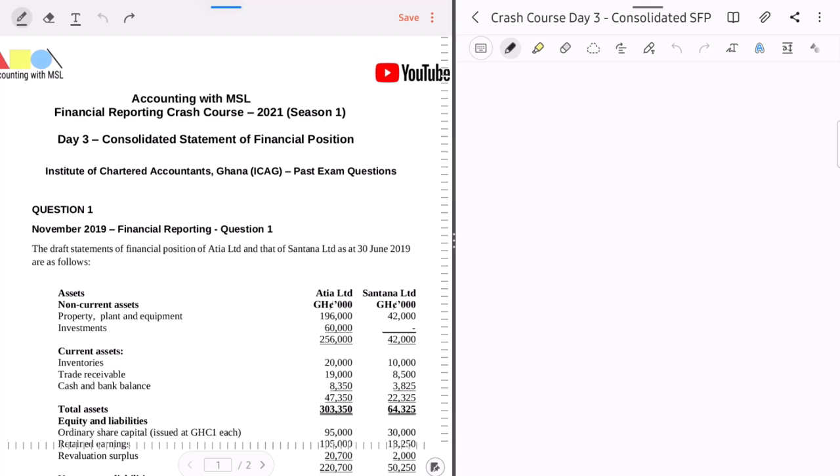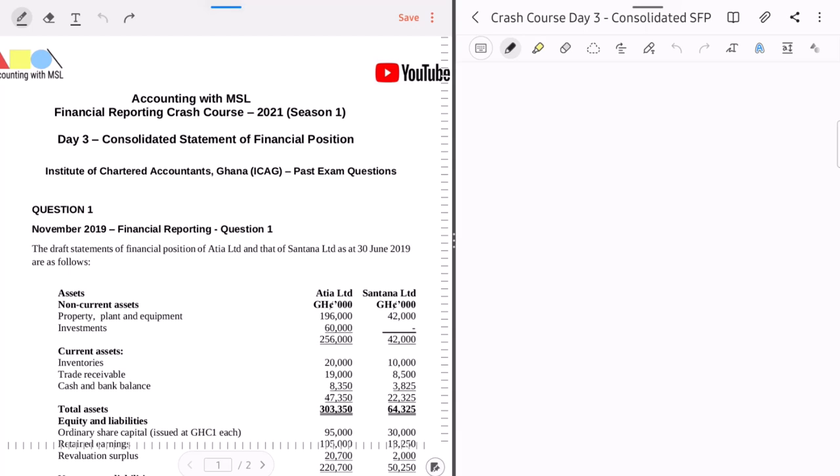Today we are focusing on the consolidated statement of financial position. As we do every single day, our focus today as we look at consolidations will be on teaching you the exam technique. So I'll take you through a full past exam question from the ICA financial reporting paper, from beginning to end. We'll solve the entire question.